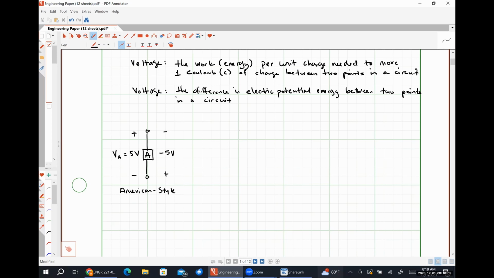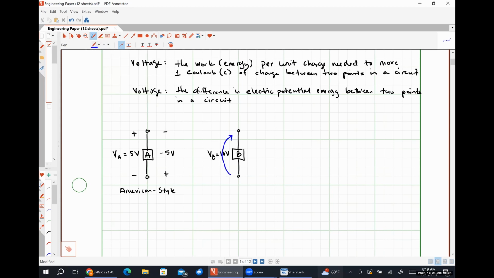So the European style, let's call this guy B. We would still have our magnitude. Let's make this 10 volts just because it's something different. And then I'm going to do the arrow in a different color because it's going to be going through this.